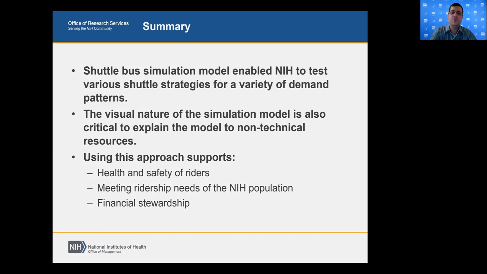So in summary, we found that this tool was extremely helpful in allowing us to test a variety of system design changes and a range of input demand possibilities under a climate of uncertainty. In addition to the quantitative output, we found that the visual nature of the simulation model was critical in communicating to program staff and decision makers. This helped to build awareness of where potential problems and limitations exist in the current and proposed systems and help generate buy-in for change. Finally, this tool supported the programmatic goals that the shuttle system should ensure the health and safety of riders, meet the ridership needs of the NIH community, and ensure financial stewardship of this service.